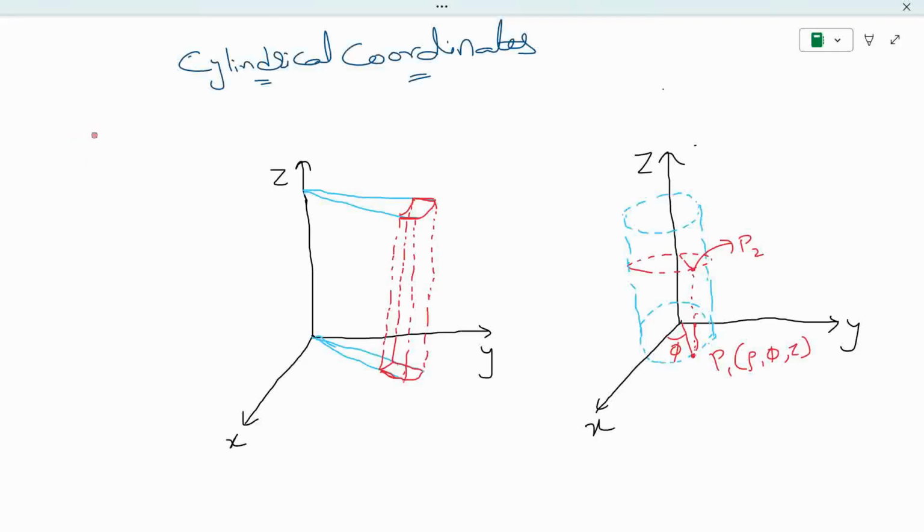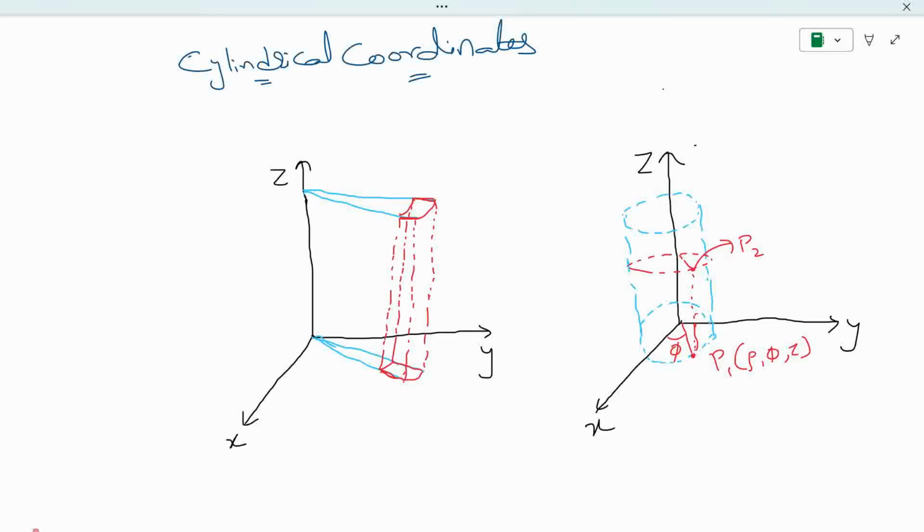Hello and welcome to the lecture on cylindrical coordinates. Cylindrical as well as spherical coordinates are very useful for solving problems because the symmetry allows us to solve them easily. For example, if we take a conductor, then calculating different quantities using cylindrical coordinates could be easier compared to Cartesian coordinates.